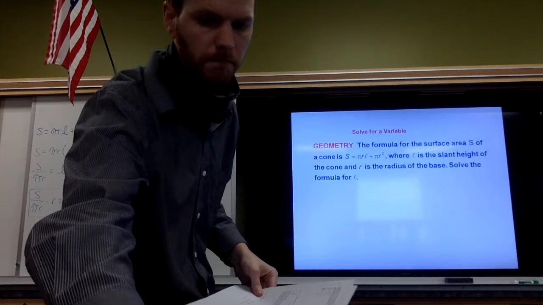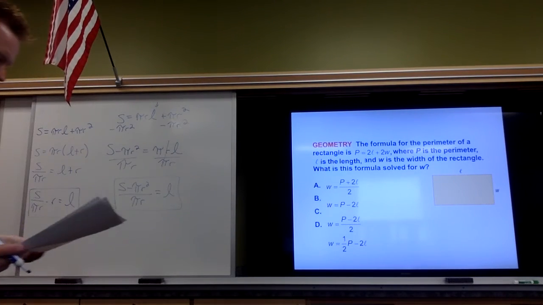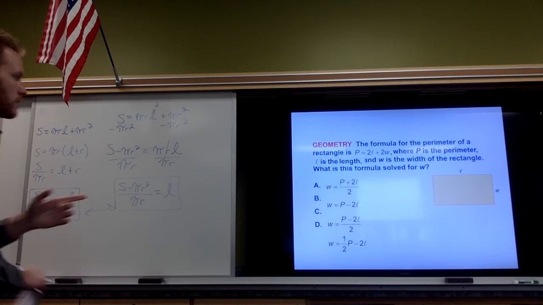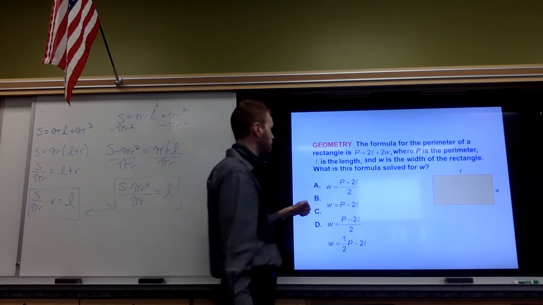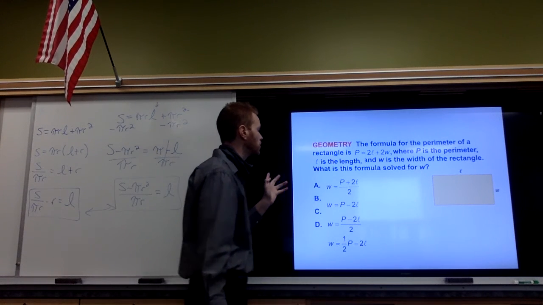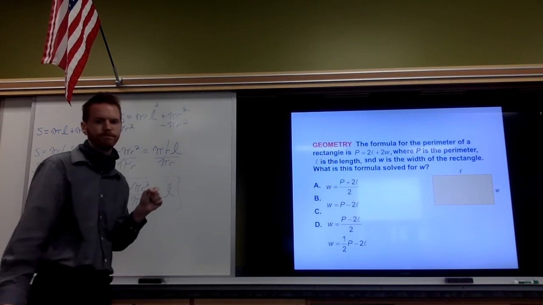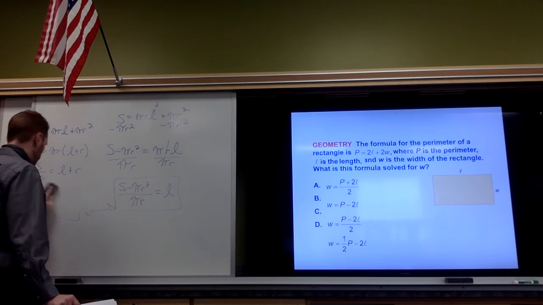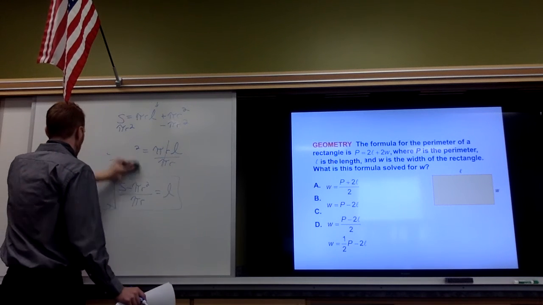All righty. I think it's your turn. And I think we're getting close to the end here. So we have a formula for a perimeter. It's twice the length plus twice the width. Okay? And they want you to solve the formula for W. And it has to be one of those options. So while I'm erasing this, pause the video and try it out.